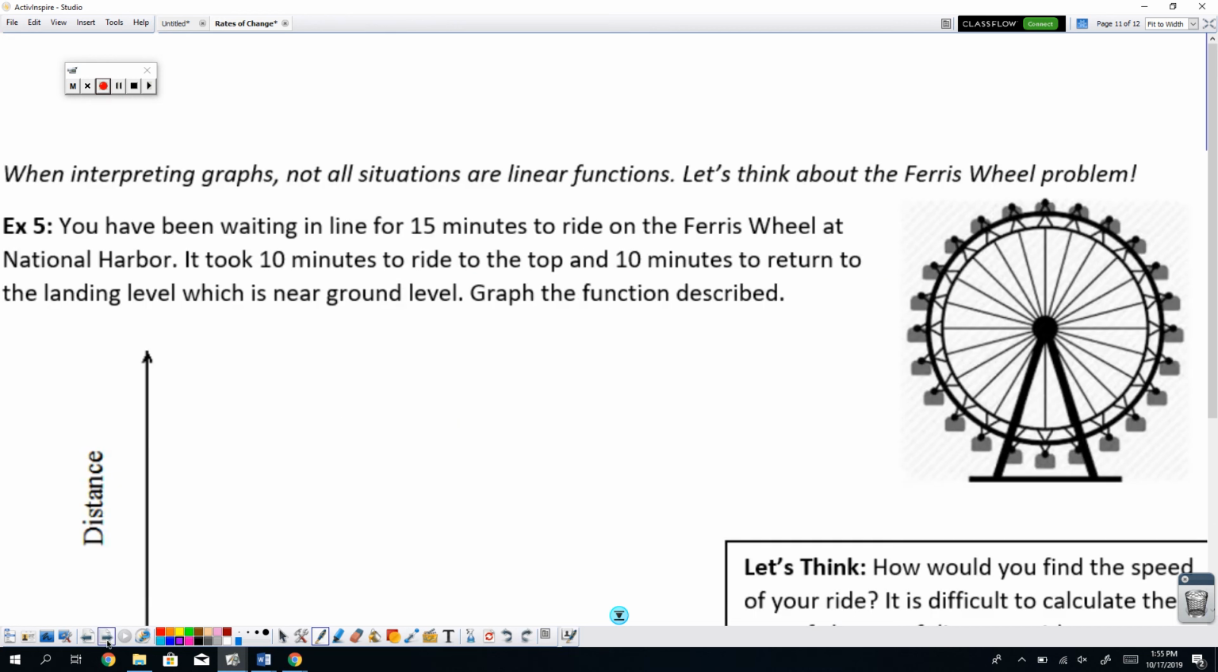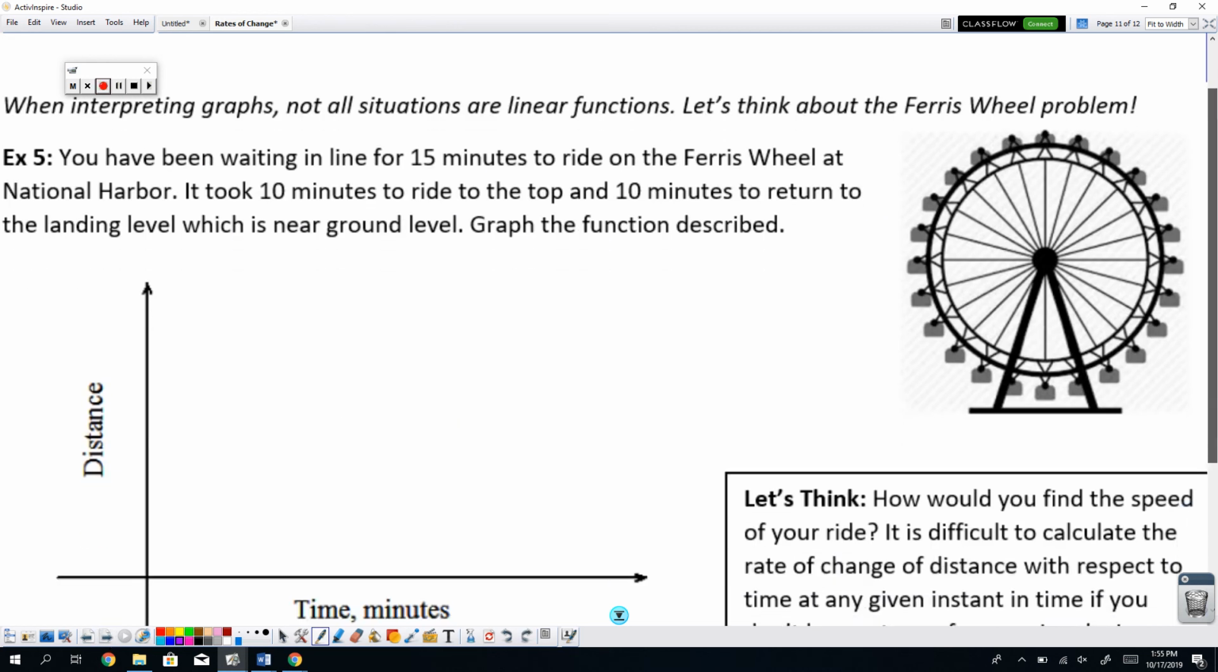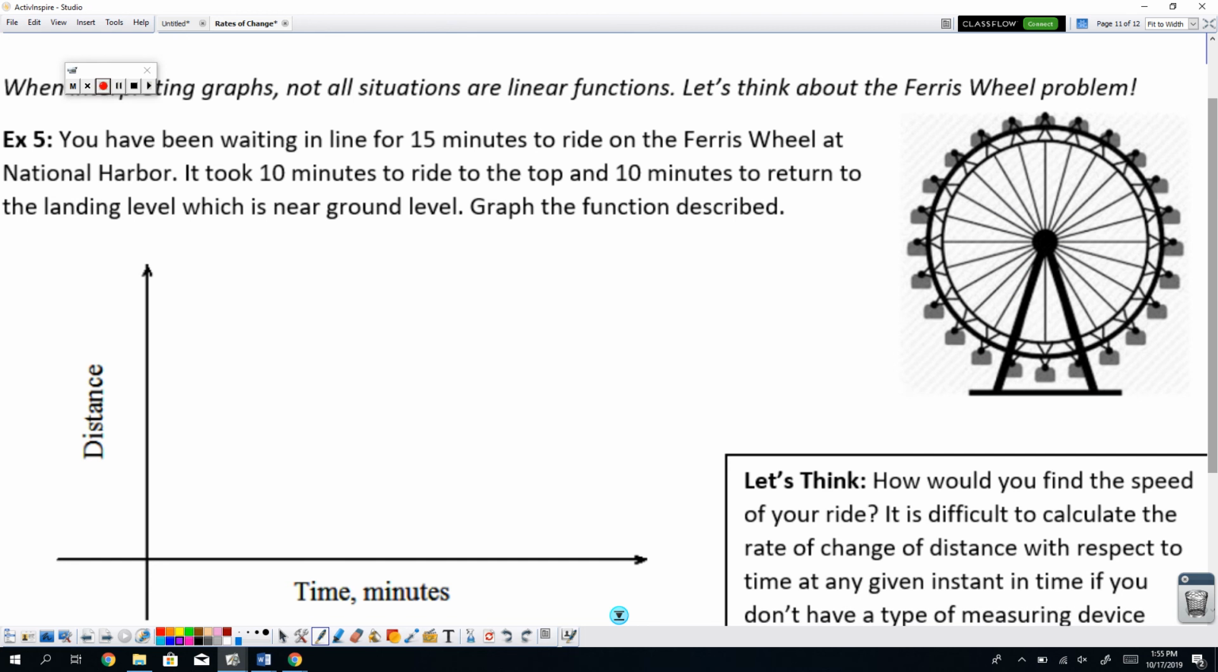Okay? Now, let's talk about this Ferris wheel. It says, you've been waiting in line for 15 minutes to ride a Ferris wheel at National Harbor. It took 10 minutes to ride to the top and 10 minutes to return to landing level, which is near ground level. It says, graph the function as described.